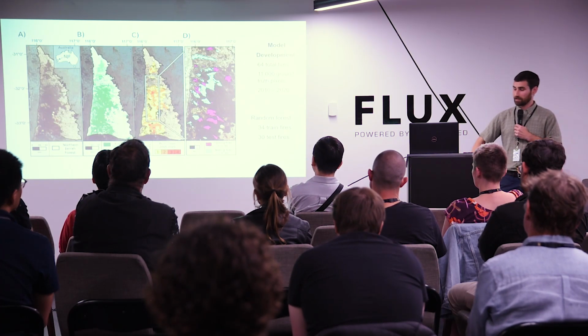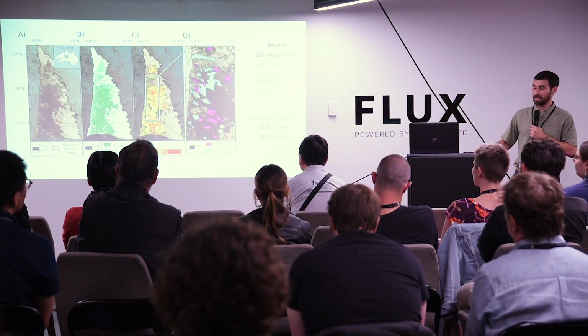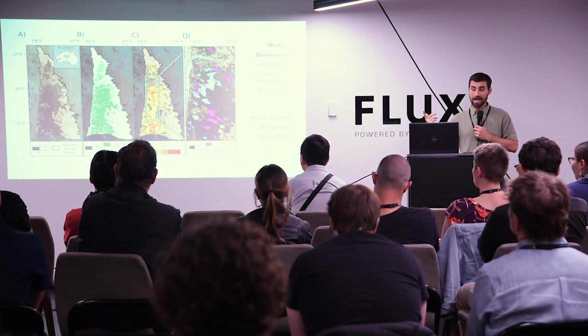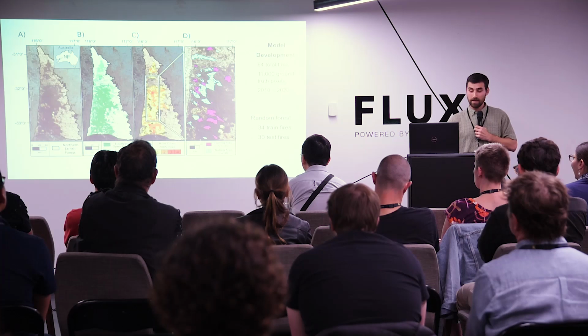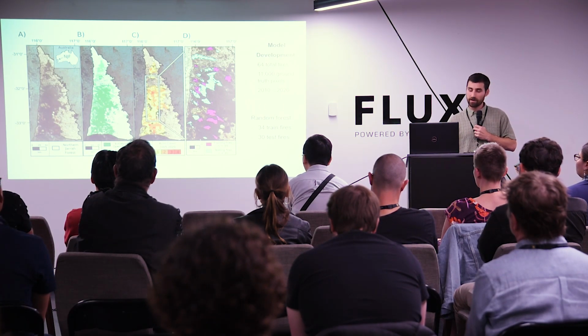So this is our study area, the Northern Jarrah Forest, and this is a specific bioregion, and looking at open eucalypt forests and woodlands. And then you can see in that map C, pretty much the entire Northern Jarrah Forest has been burnt at least once in the last 16 years. Some areas 2 to 3 times, and that's from prescribed burns and wildfires.